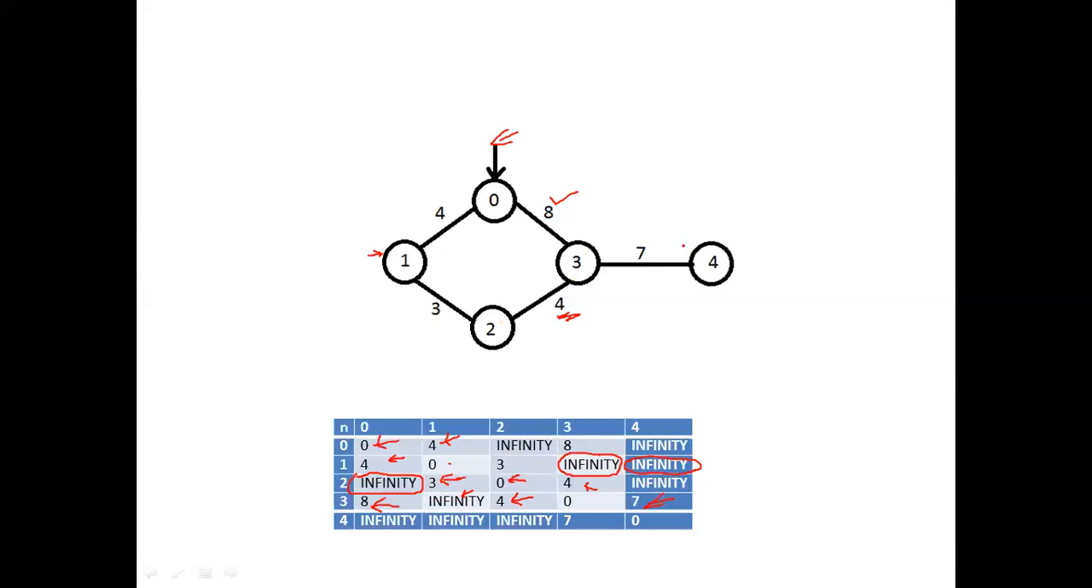Now once I take the last node, that is 4, from fourth node, it is not directly connected to zeroth node, first node and second node. That's why all these columns will become infinite. But fourth node is directly connected to third node. So that's why its weight cost is 7. Here it is entered as 7. Next, fourth node to fourth node is 0.